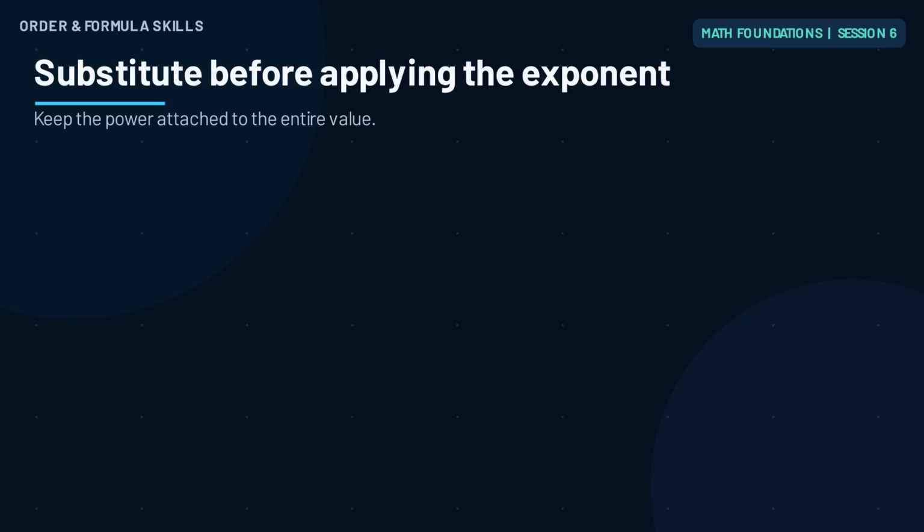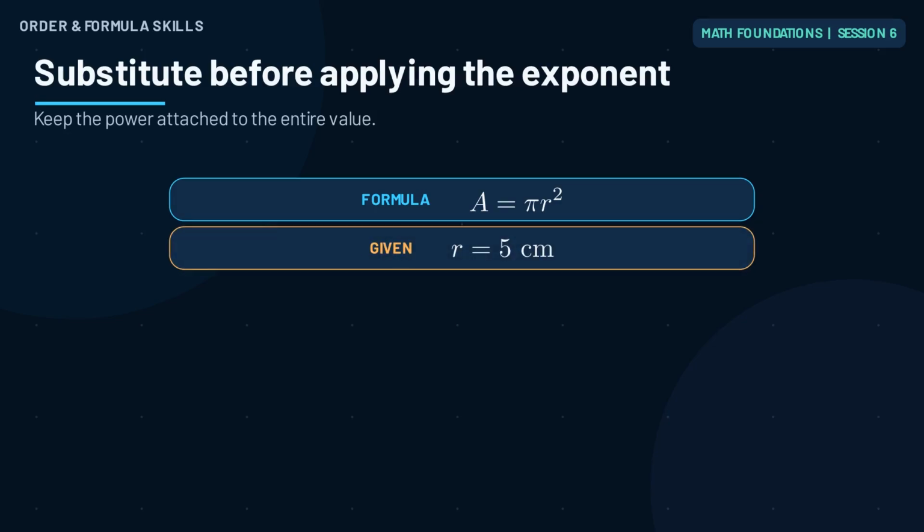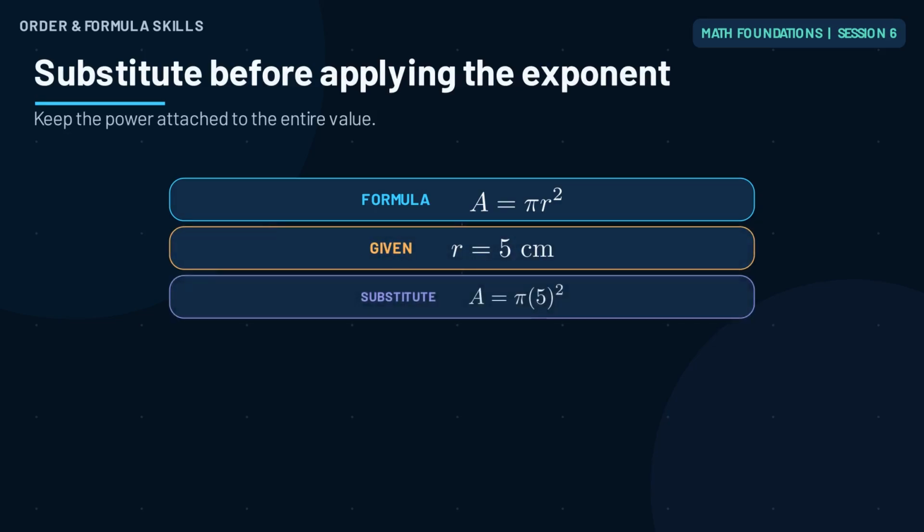When a variable carries an exponent, substitute first and apply the exponent to the value. A circle with radius 5 centimeters uses area equals pi r squared. The given value is r equals 5 centimeters. Substitution gives area equals pi times (5) squared.